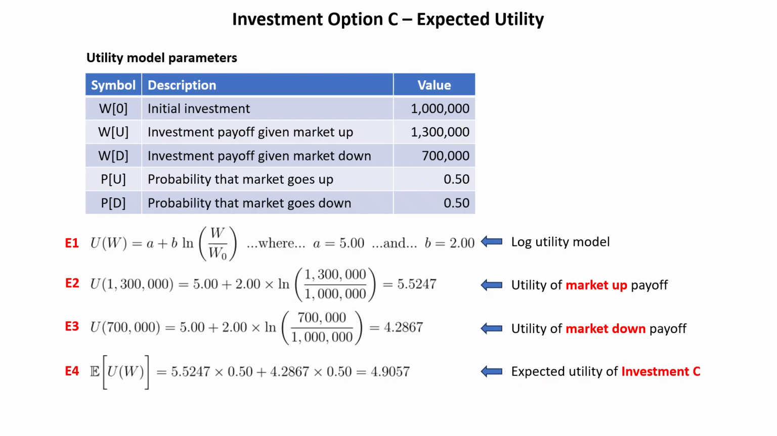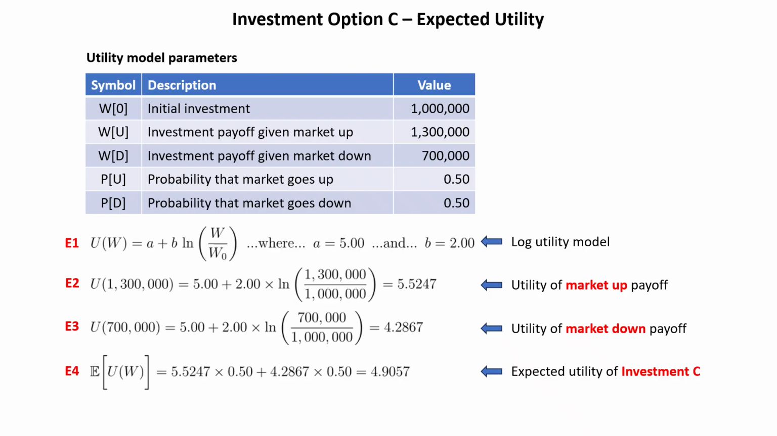So what we're going to do now is select investment option C, and go through the calculations, basically how we got the table in the previous slide for investment option C. W subscript 0 is our initial investment, which is $1 million. If the market goes up, we get W subscript U, which is $1.3 million. And if the market goes down, we get W subscript D, which is 700,000. The probability that the market goes up is 0.5, and the probability of the market going down is 0.5.